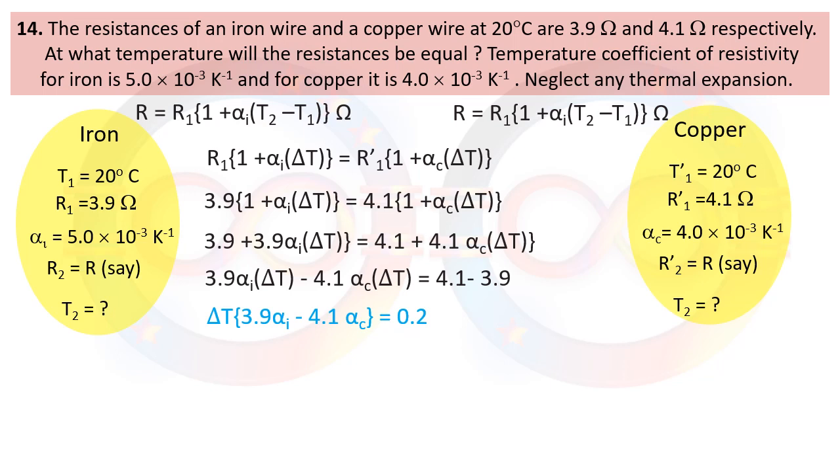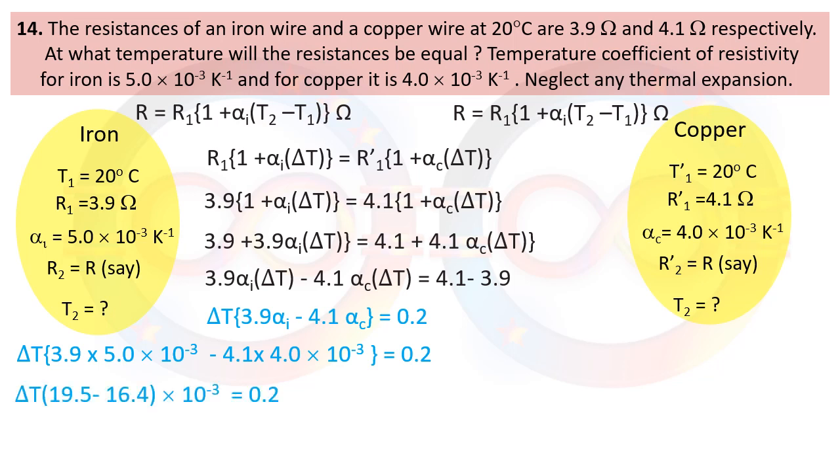Delta T we are going to keep common, and we are now going to put the value of alpha I and alpha C, that is for iron as well as copper. So once we put the values 5 into 10 raised to minus 3 and 4 into 10 raised to minus 3, 10 raised to minus 3 we are going to keep common.